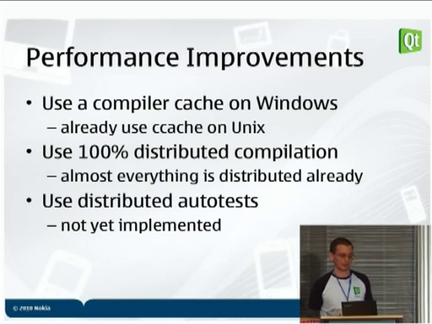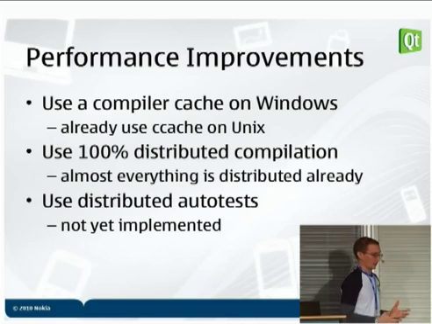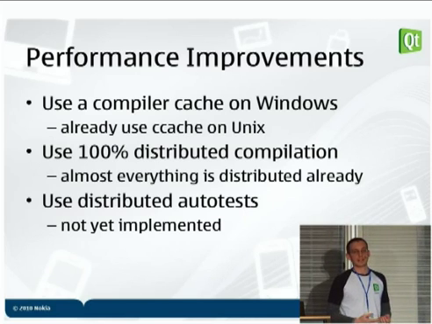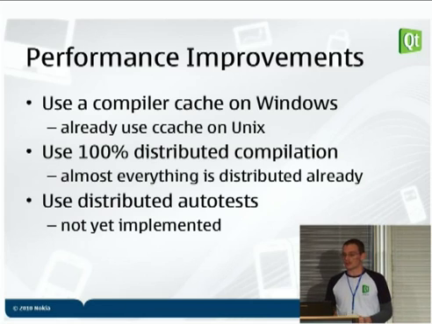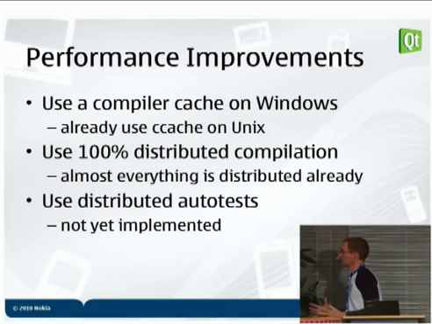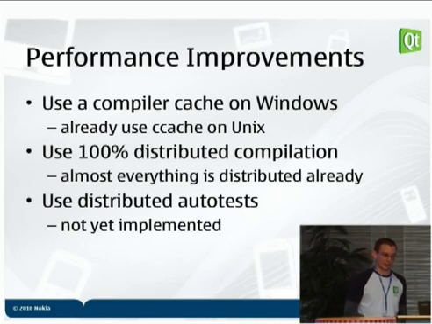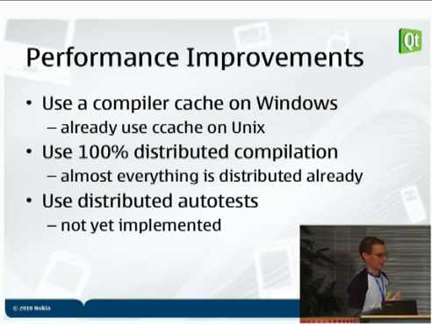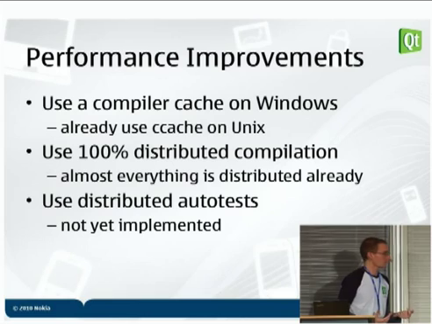Something else is distributed compilation. Basically, this is where you compile on multiple machines in parallel instead of just compiling on one. So we are already using distributed compilation for most things, but we could squeeze a bit more out of it. There's a handful of situations in which we're not currently using distributed compilation, and we should work through those to improve the performance of the system.